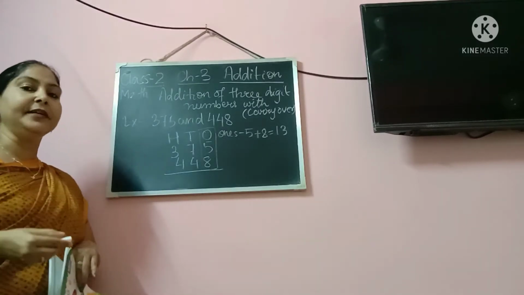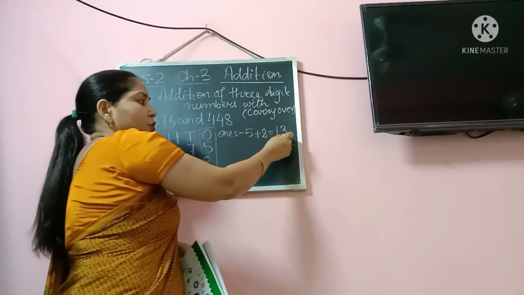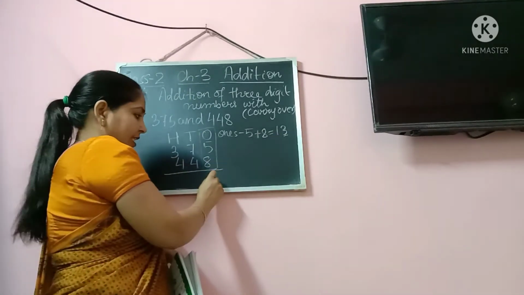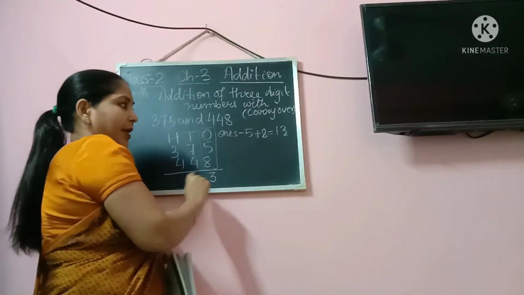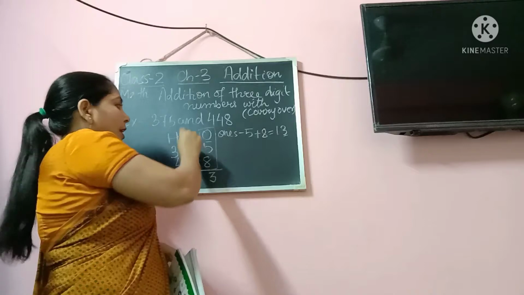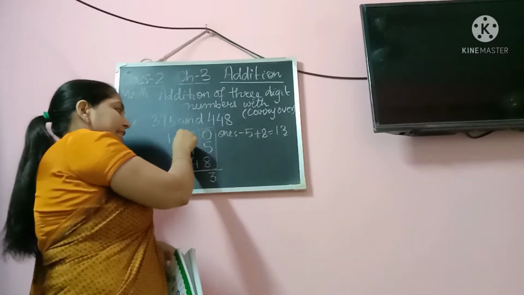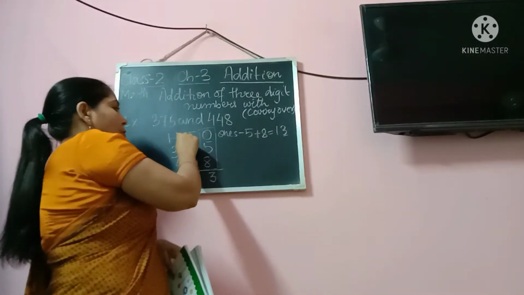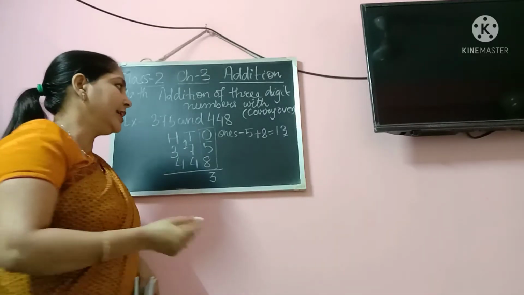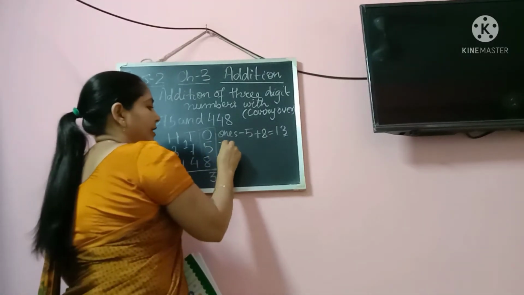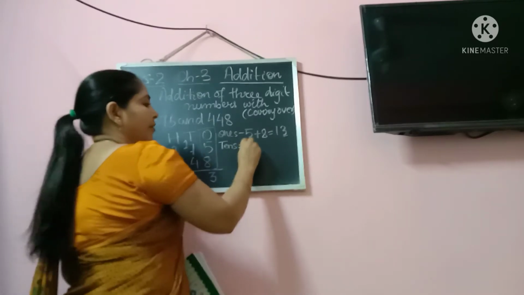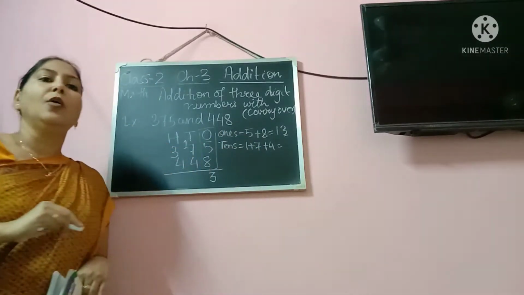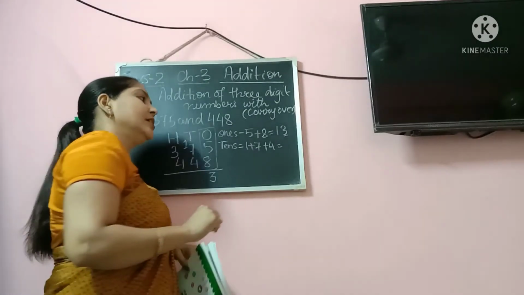Now here what have we learned? When we have a two-digit number, we always copy the ones place digit under the ones place, that is 3 we will copy, and this 1 will be carried over to the next place value, the tens place. So I am adding this 1 to the tens place. Now in the tens place, the digits are 1 plus 7 plus 4, and altogether 1 plus 7 is 8, 8 plus 4 is 12.